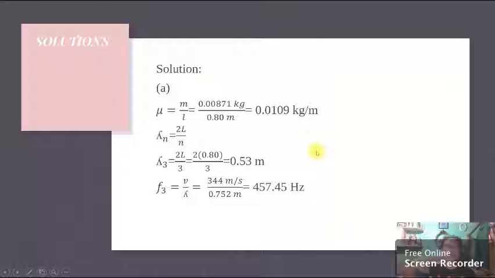And then we're going to calculate the frequency in the third harmonic, or in the second overtone. The equation for us to find the frequency is the propagation speed over its wavelength. So plug in the values that we have, 344 meters per second, which is the speed of propagation, over the wavelength, which is 0.752 meters, and we're going to have an answer of 457.45 hertz for our frequency.